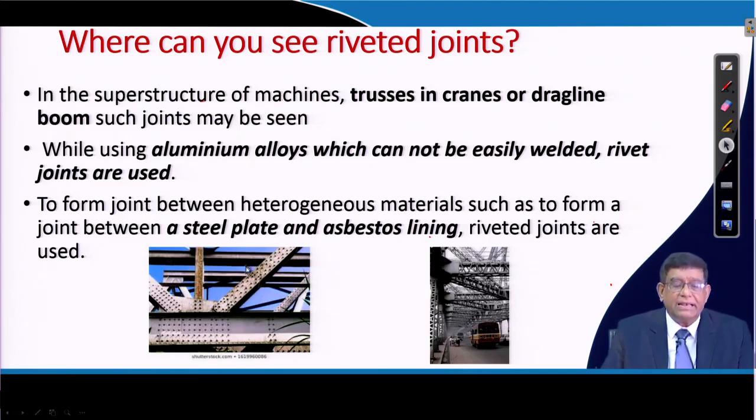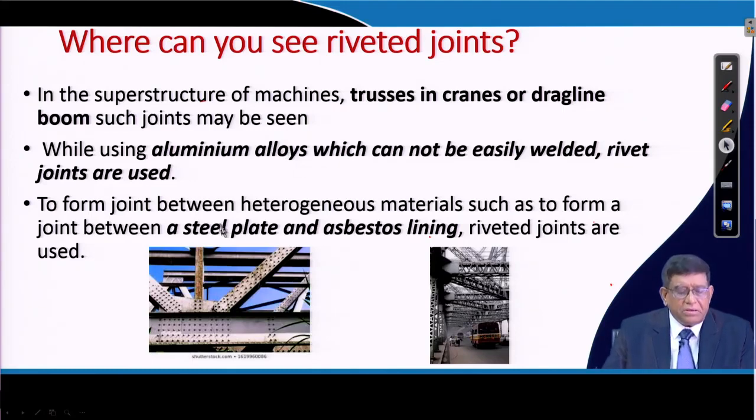This is exactly that truss, or in cranes and mining machinery like a dragline, where there is a big boom, many a time there are some riveted joints, because those machines are also subjected to very high vibration load. Sometimes you use rivets because aluminum alloys, as I said, cannot be very easily welded. So that is why this riveted joint is used.